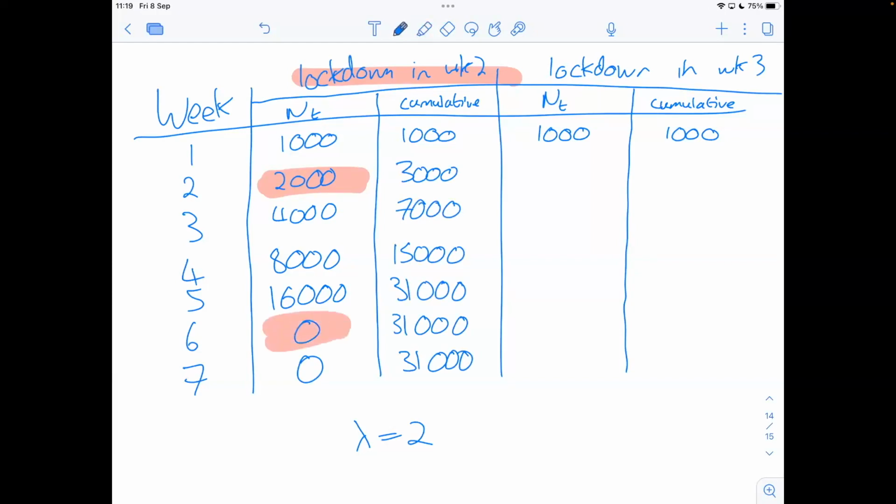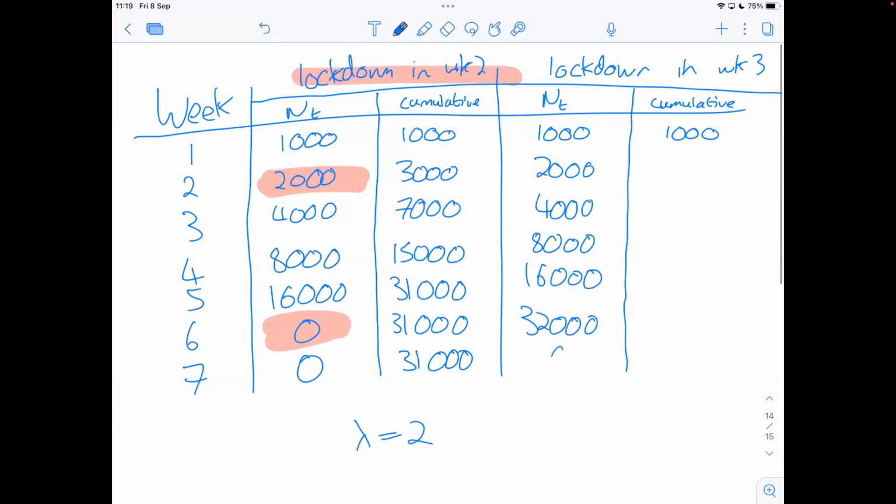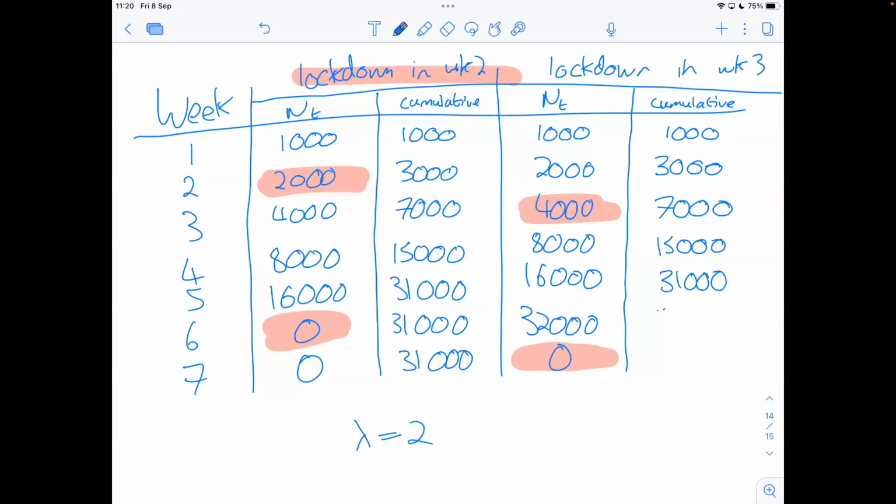Let's do the same thing, but with a lockdown in week 3. So it's going to follow the same pattern to start with, right? 2,000, 4,000, 8,000, 16,000. What goes next? 32,000. What goes next? 0. Right. So this time we had our lockdown here, and the effect happened here. So what's the cumulative going to look like? Well, it's going to follow the same pattern again. To start with, 15,000, 31,000, and then here, 63,000.